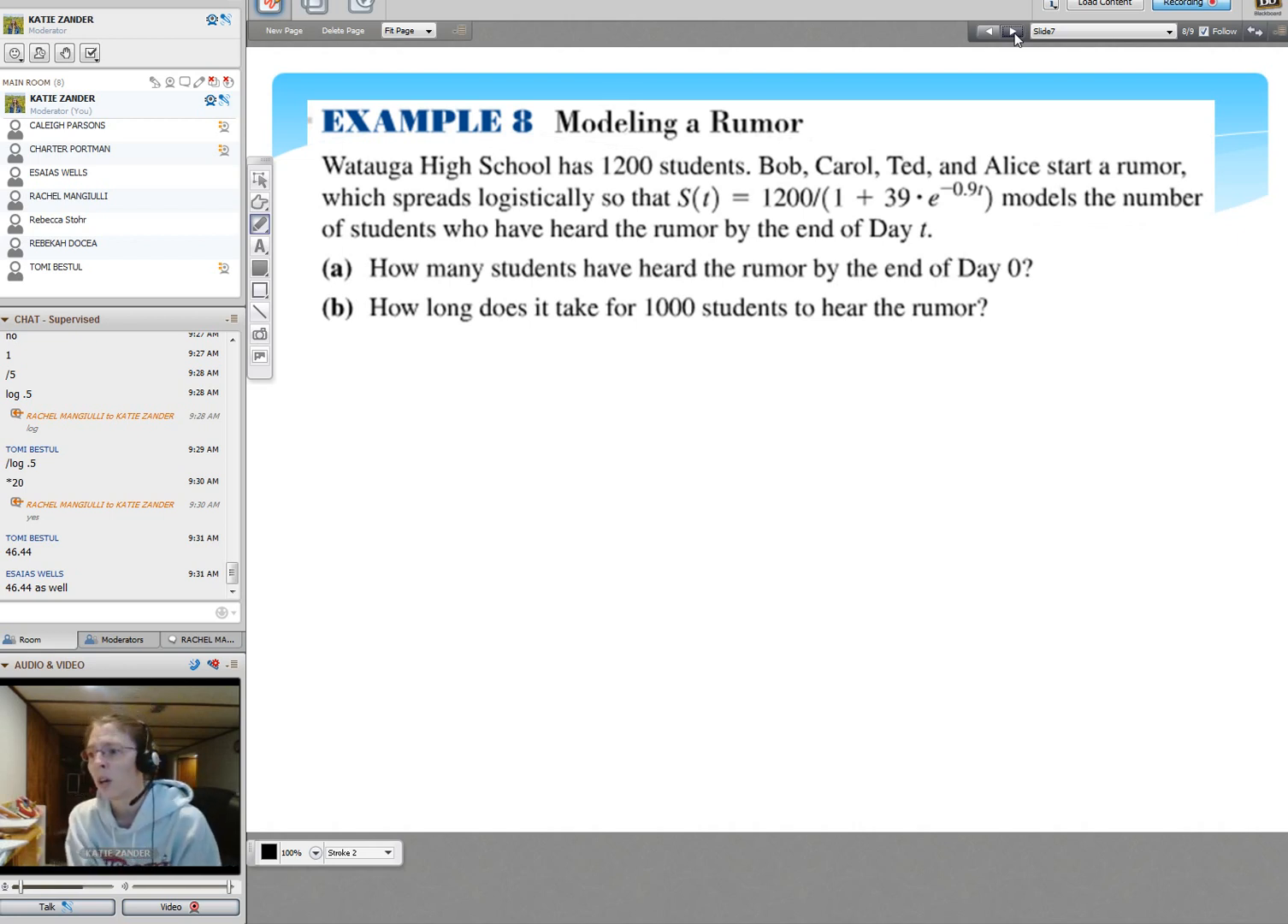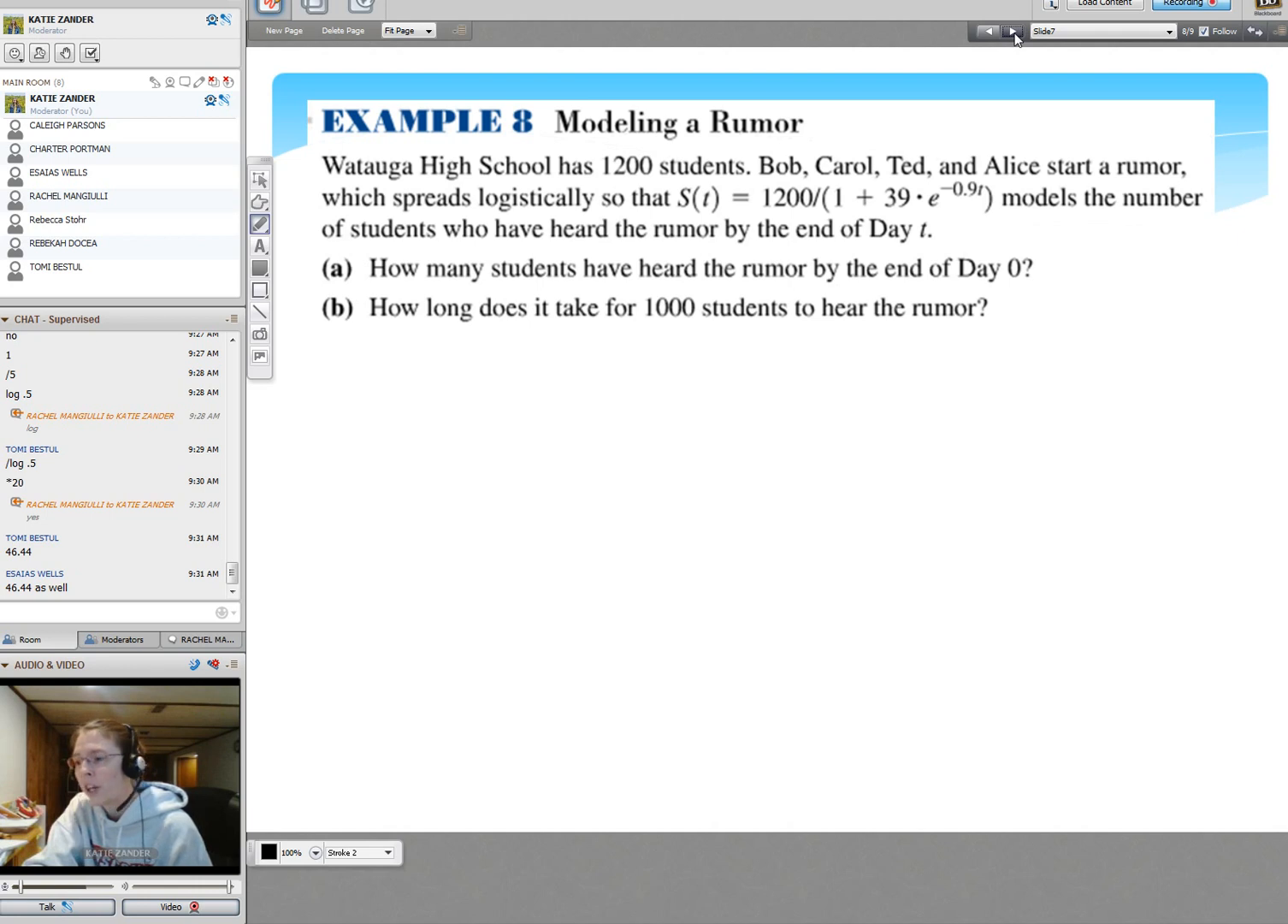All right, so we have a rumor model. This is probably one of the most popular examples of exponential growth that's out there. Everybody who talks about exponential growth has seen the rumor example. So this is a play off of that famous example. So it says, Watauga High School has 1,200 students in it. Bob, Carol, Ted, and Alice start a rumor which spreads logistically at that model given.